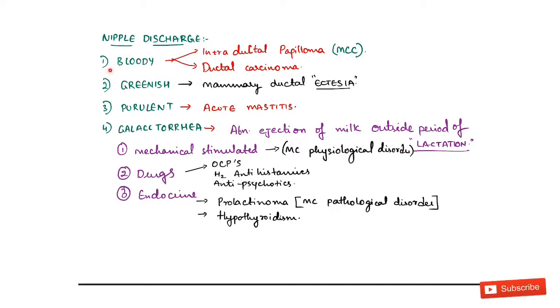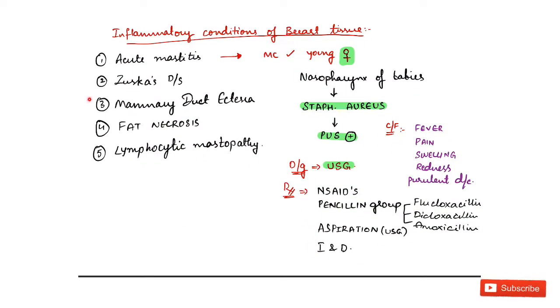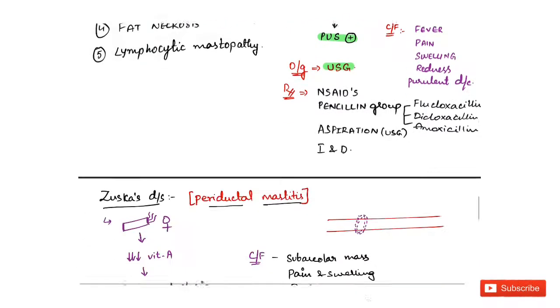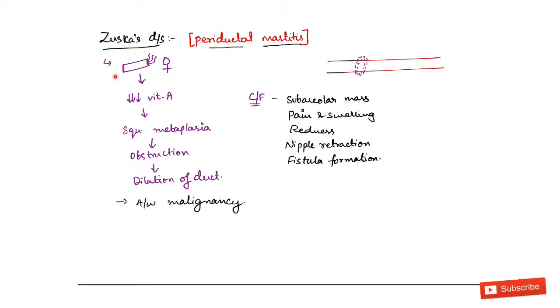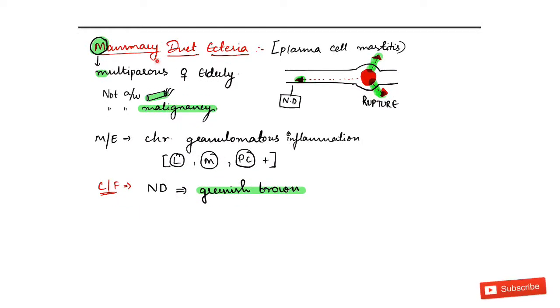And coming to nipple discharges, we have mainly 4 types: bloody, greenish, purulent, and galactorrhea. Inflammatory conditions of the breast tissue are mainly 5 conditions. Out of these, acute mastitis is most important, and it is seen in young females. The main organism is Staphylococcus aureus, and it has a purulent discharge. Zuska's disease is associated with smoking females who have a deficiency of vitamin A, undergoing squamous metaplasia, leading to obstruction and dilation of the duct. This is associated with malignancy.